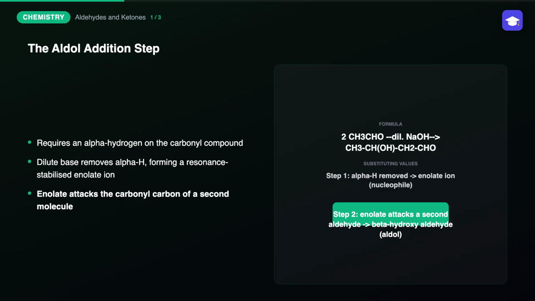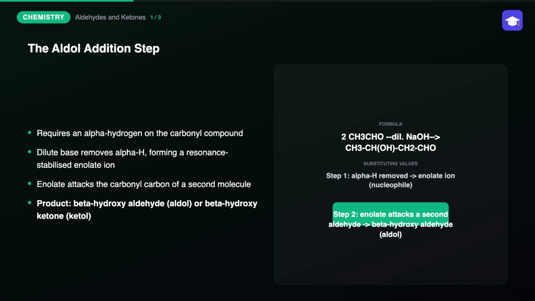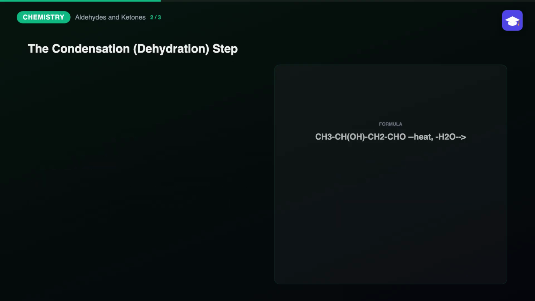or ketone. This addition step produces a beta-hydroxyaldehyde, called an aldol when starting from acetaldehyde specifically, or a beta-hydroxyketone, called a ketol, when starting from a ketone. And this product genuinely contains both a hydroxyl group and a carbonyl group. The aldol product itself is genuinely just an intermediate.